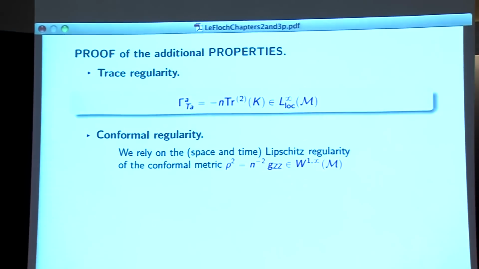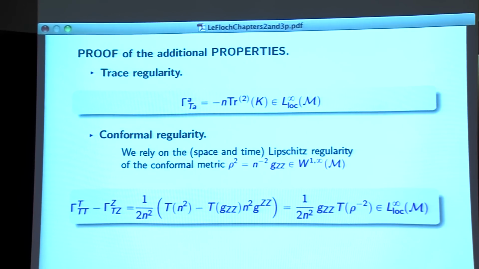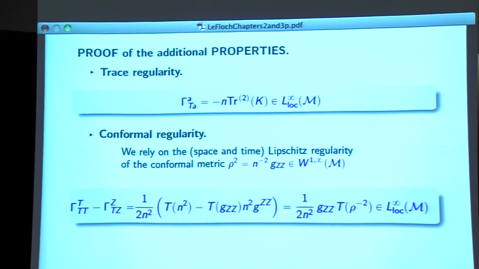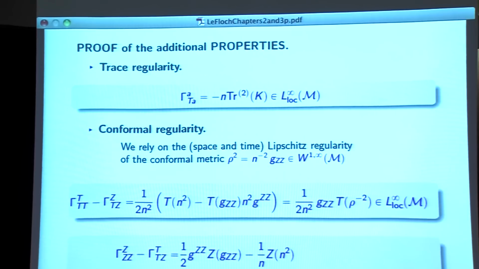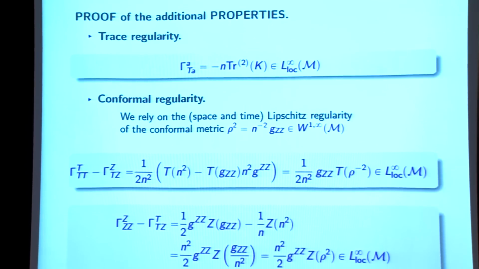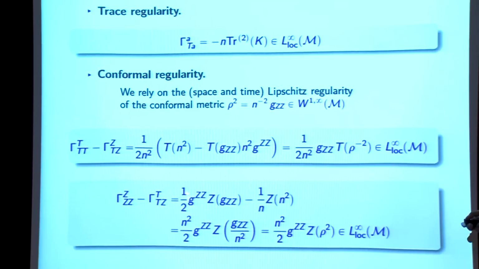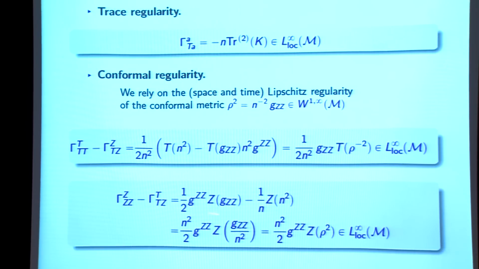In fact, this condition precisely tells us that the difference between these two Christoffel symbols, if you do the algebra, is equal to a time derivative of rho minus 2, which we are taking to be bounded. And similarly, if you look at the difference between gamma ZZZ minus gamma TZT, you see that this quantity is a z derivative of rho squared, which has also been assumed to be bounded. So the conformal metric is more regular than the rest of the coefficients. That's what we are doing here.